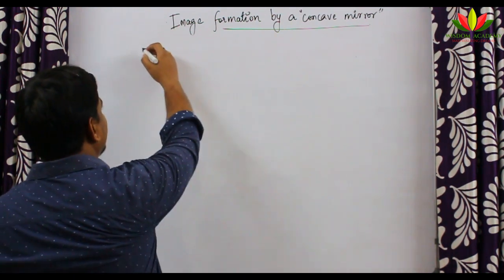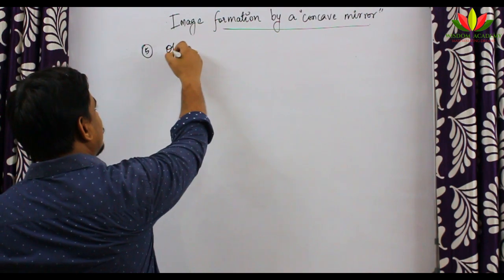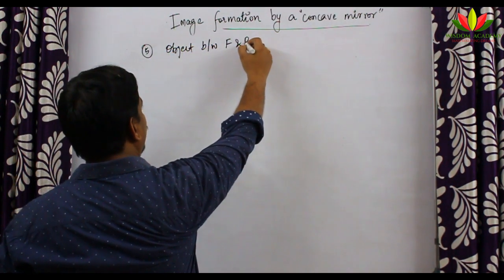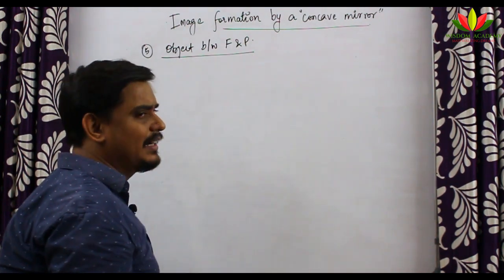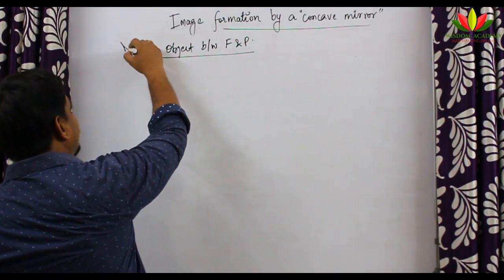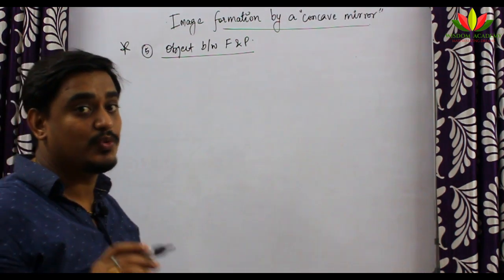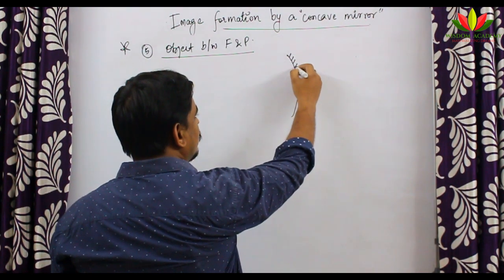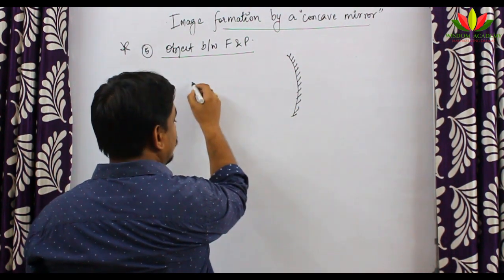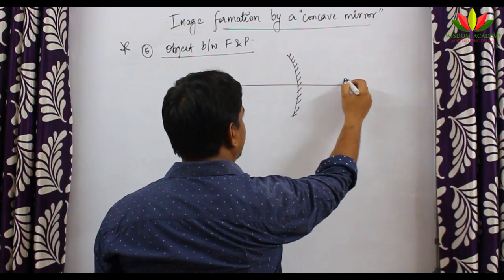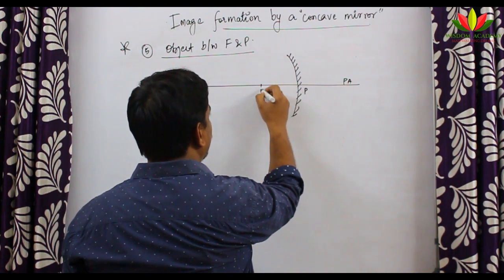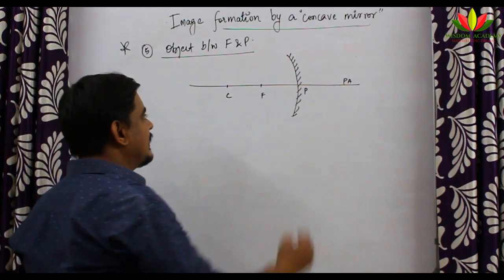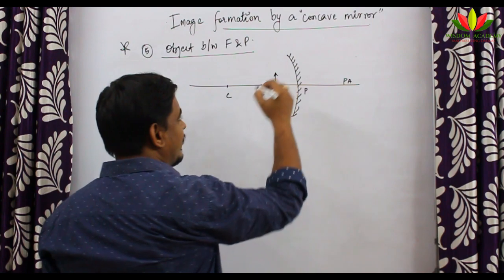Now we will take the object between F and P, focus and pole. Let us see how the image is formed. This is a very important ray diagram in which students generally make mistakes. So please be very careful in this. So this is the concave mirror, and this is the principal axis, this is the pole, this is the focus, the center of curvature. So what I will do, I will keep the object between F and P.